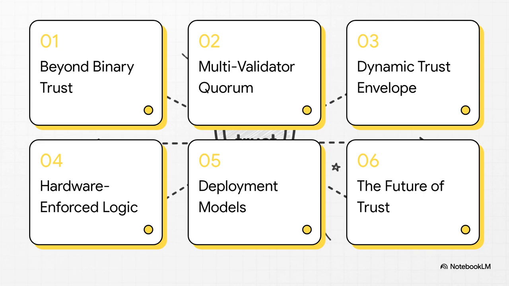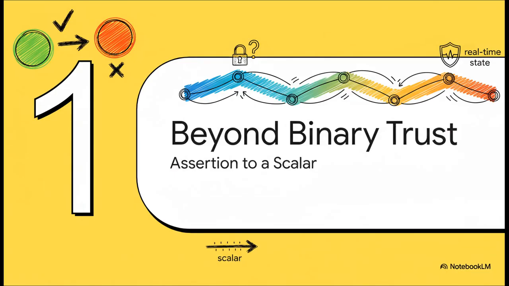So here's how we're going to break it down. First, we'll talk about why that old binary model is broken. Then we'll get into the real guts of the system, the multi-validator quorum, and this really cool concept called the dynamic trust envelope. After that, we'll see how all this math gets burned into actual silicon, look at some wild real-world uses, and then wrap up by asking, so what's next? Okay, let's get right to it.